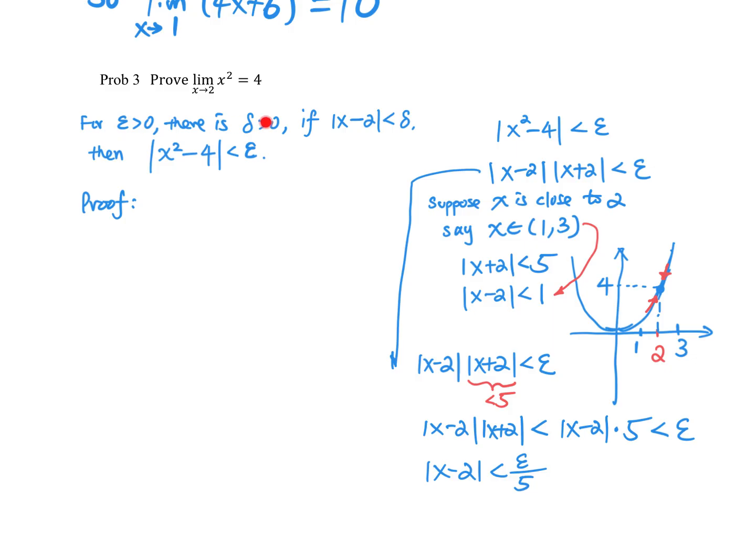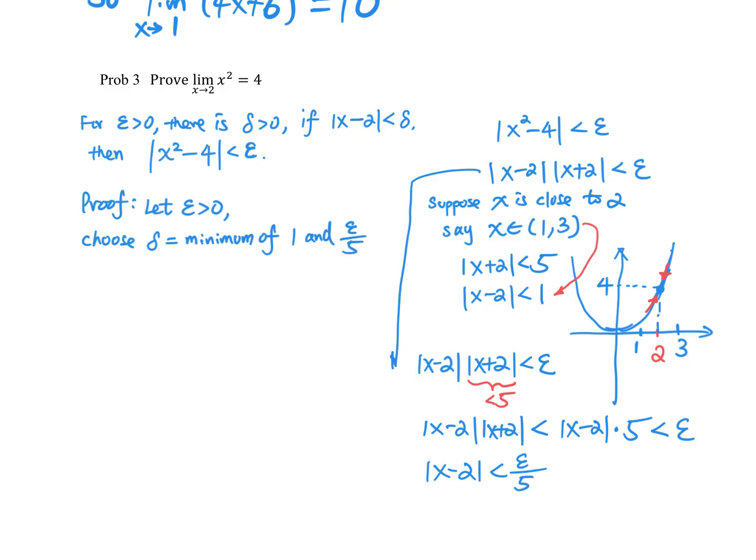Again, keep in mind, this is what you need to do, right? So for any epsilon greater than 0, your job is to define the delta so that this is true. So proof, let epsilon be any positive number. And then I'm gonna choose, this is the tricky part, choose delta to be the smaller, which is, I'm gonna call it minimum of 1 and epsilon over 5.